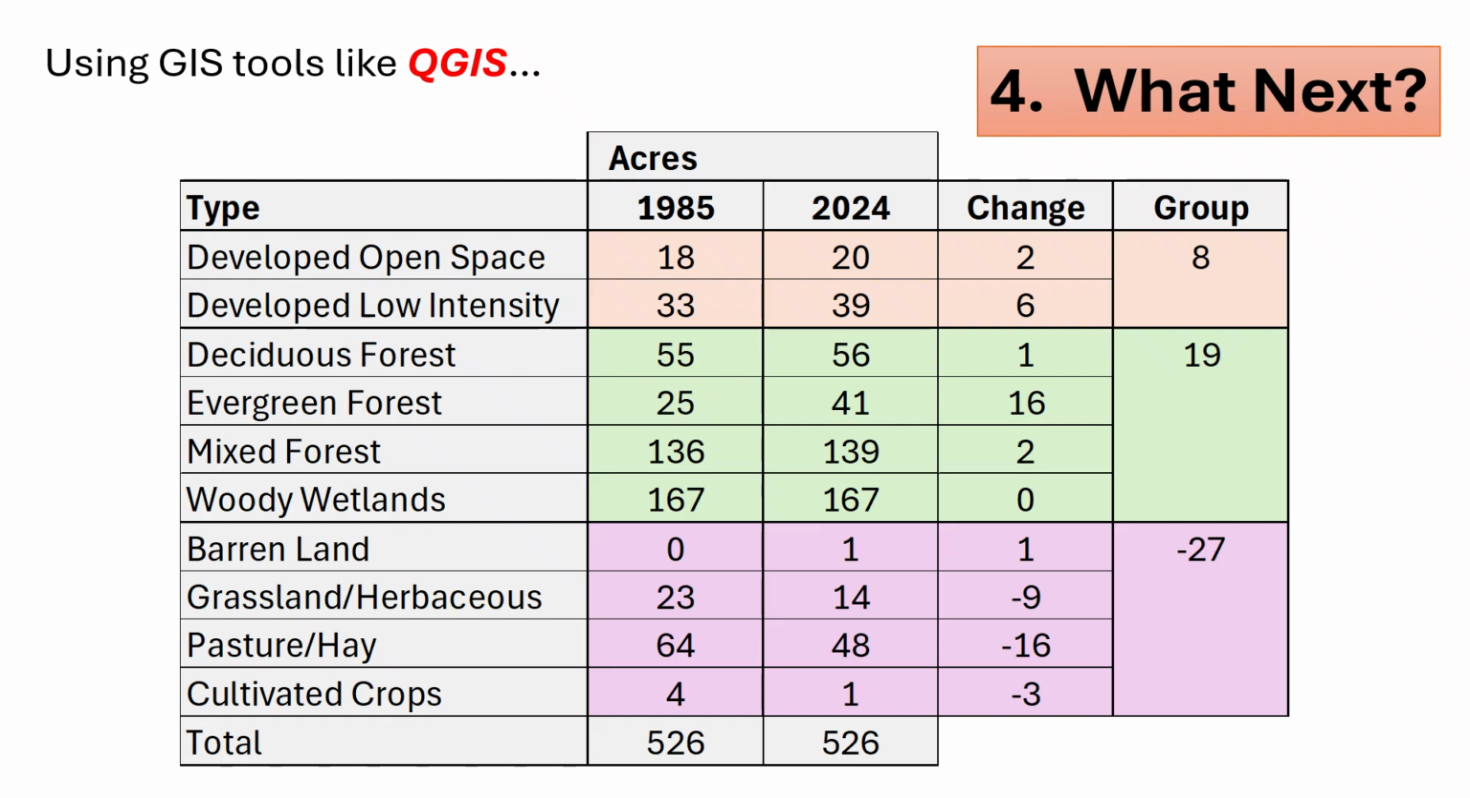Well, using GIS tools like QGIS, we can do some interesting quantitative analysis on our imagery. For example, we can calculate the change in coverage of various land covers over a period of time. So here, in our 40-year survey of our 526-acre region of interest, we see an 8-acre increase in developed land, a 19-acre increase in forested lands, at the expense of a 27-acre decrease in open and farmlands.